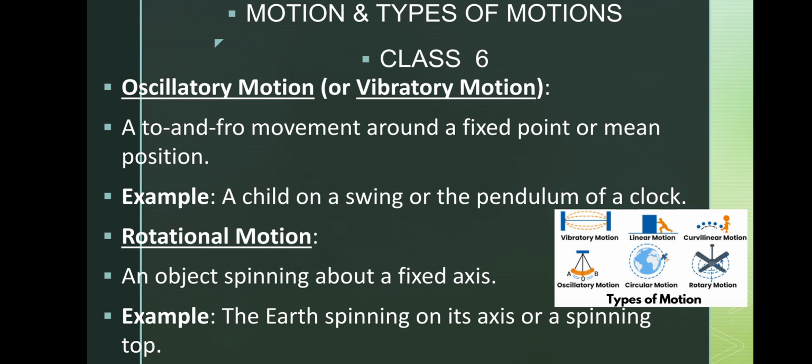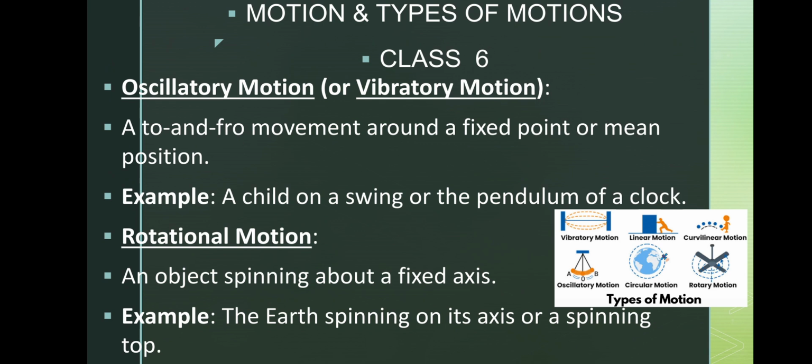Curvilinear motion, then when the ball is being thrown, it is curvilinear motion, that is the curved path it takes. Then oscillatory motion, pendulum. Then circular motion, the earth around the sun, or any revolution of the moon around the earth, that is also circular motion. Then rotatory is fan, electric fan, it rotates.